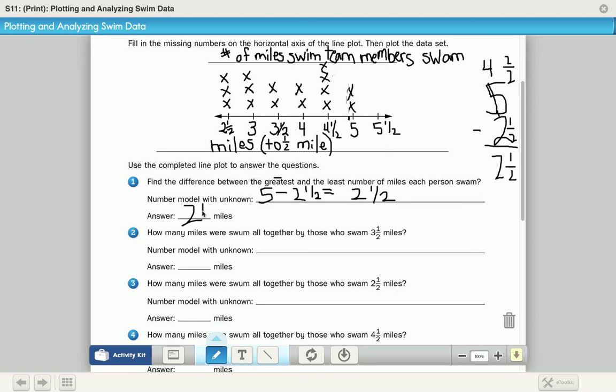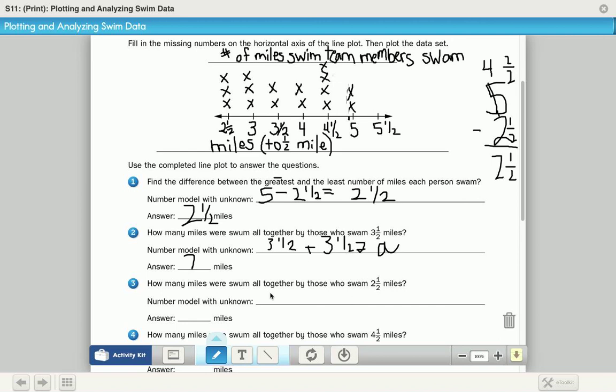How many miles were swum altogether by those who swam 3.5 miles? So there were 2 people that swam 3.5 miles. So to do this, you would have to add 3.5 plus 3.5. And I know that 3 plus 3 is 6, and 1 half plus 1 half, oh, I'm supposed to put an unknown down here, sorry. 1 half plus 1 half is a whole, so 6 plus 1 whole would be 7 wholes, so 7 miles.